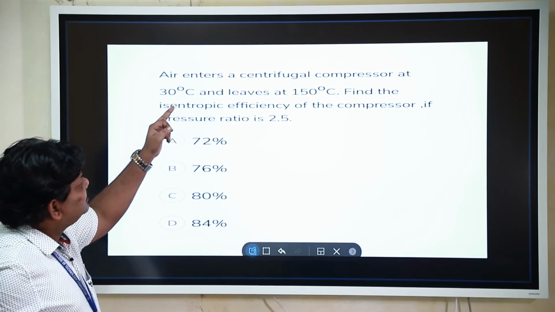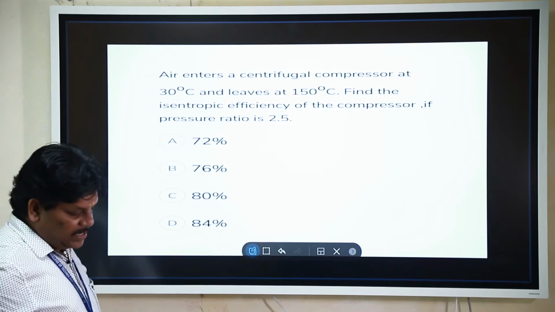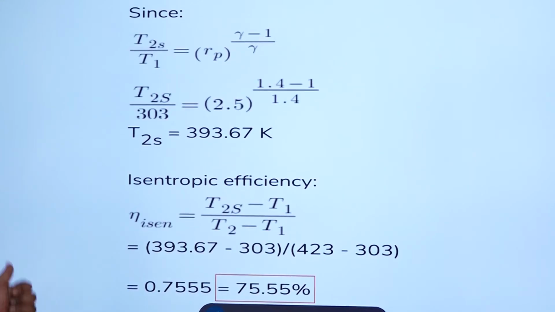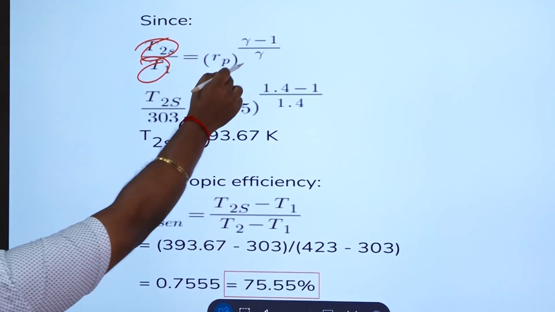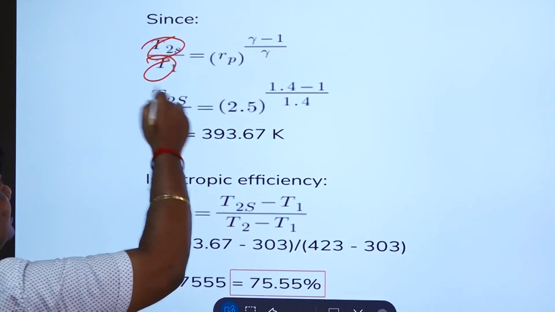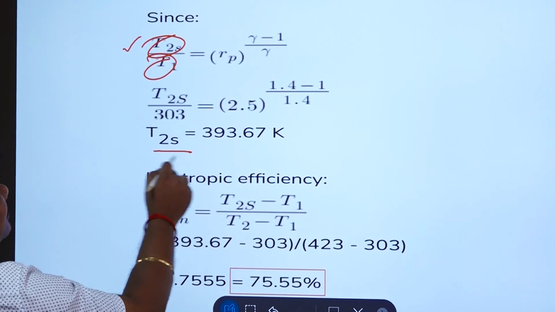So this is a centrifugal compressor, that is T1 is given to you, and it leaves at T2, which is given to you. So T1 is given and T2 is given, that is equal to Rp whole power gamma minus 1 by gamma. We have seen this formula also. So substitute that, you will get the value of T2.